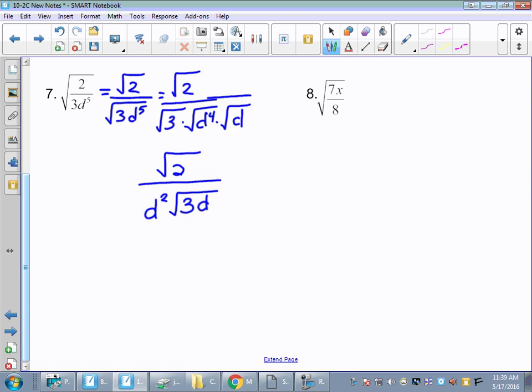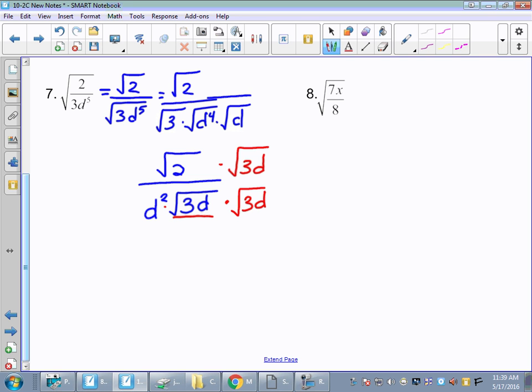The last thing I have to do is get rid of that square root of 3d in the denominator. And so to do that, I don't need to multiply by the d squared. The d squared is not hurting anything here. D squared is allowed to be in the denominator. The only part that I need to remove is the square root of 3d. So I'm only going to multiply both top and bottom by the square root of 3d and not the d squared.